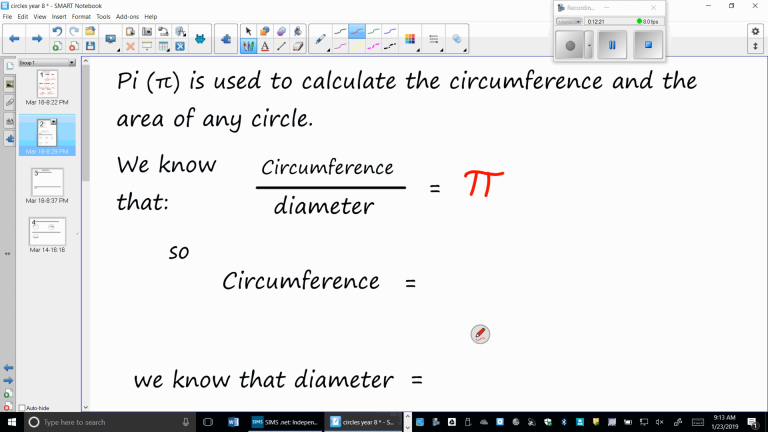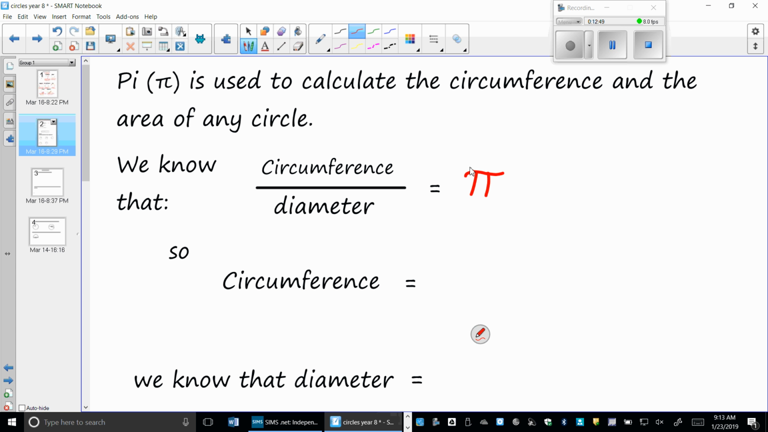Okay, so pi is used to calculate the circumference and area of any circle. So when we're asked about the circumference and area of a circle, we're going to be using this fancy number, pi. It's just two lines and then a squiggle on the top. Now, the circumference divided by the diameter would equal pi.